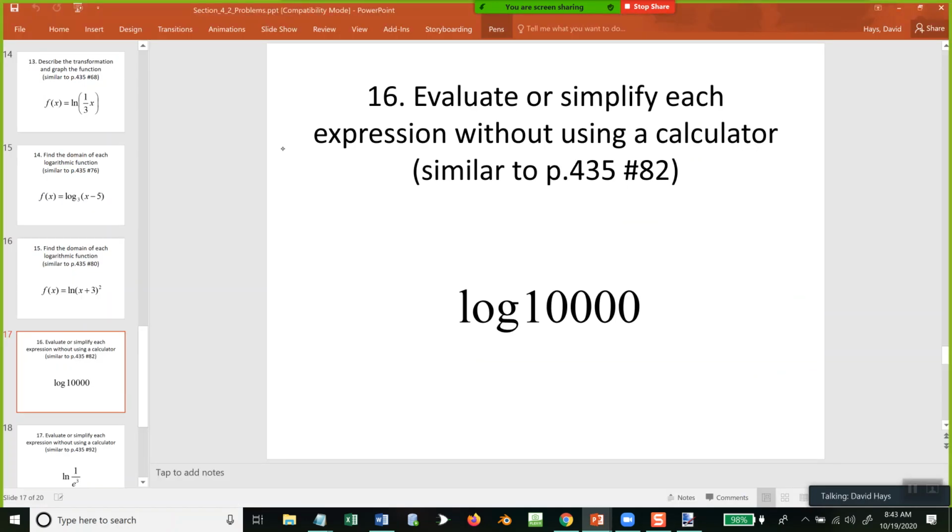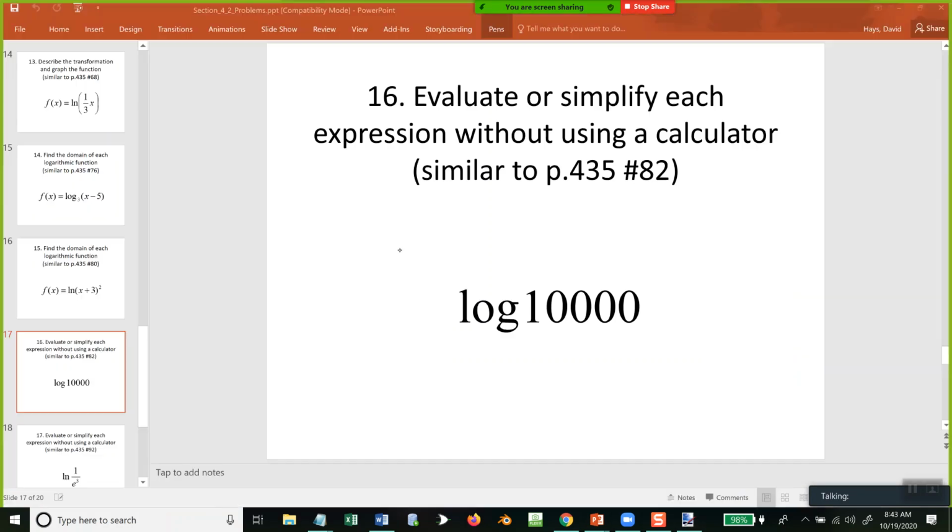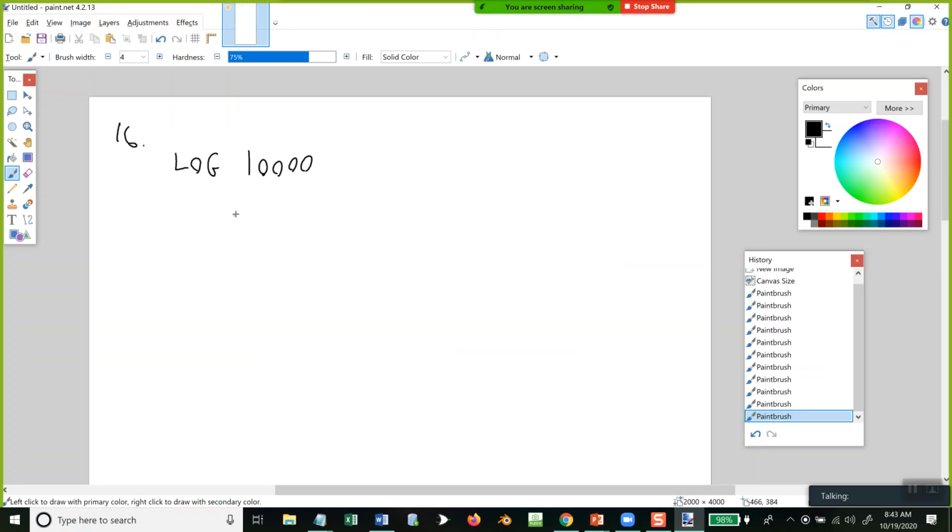Here we got log of 10,000. It says evaluate and simplify each expression without using the calculator. These are back to the problems where you can use the properties I gave you. First off, though, we have to note what our base is. When we just have log, that's base 10.